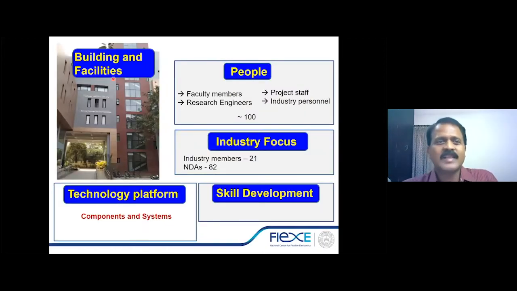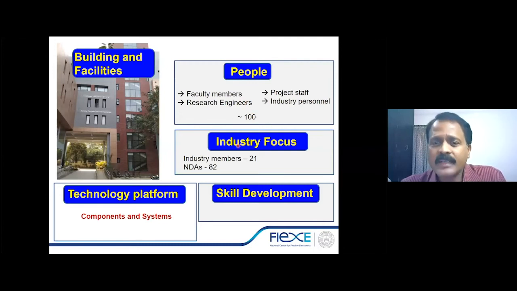So now, as far as the center is concerned, I'll talk briefly about the building and facilities, and then I'll talk about the people. So we have faculty members and research engineers who are the core faculty members, the core members of our center. We also have project staff, and we have industry personnel who are stationed in the center. So it's about 100 people who are involved in this.